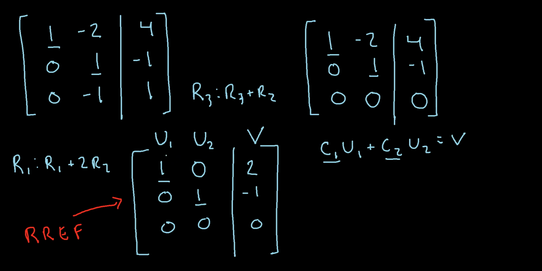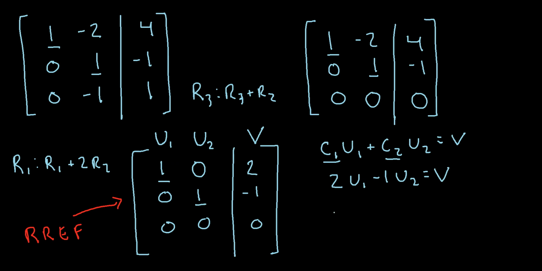So we see that the constant for u1 is equal to 2. So we can write 2 times u1. The constant for c2 is equal to -1. So we'd say minus 1 u2 is equal to v. So this is how we could write v as a linear combination of u1 and u2.